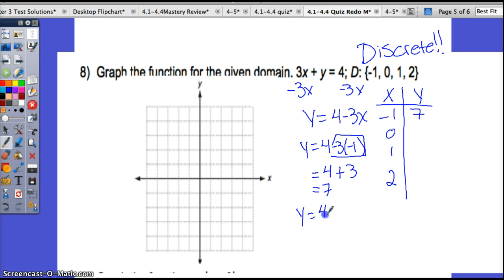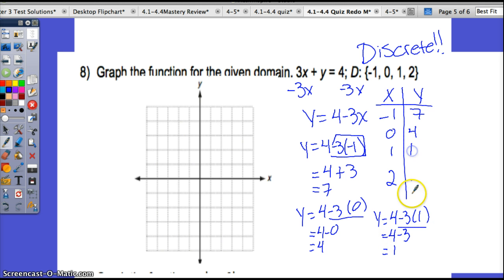y equals 4 minus 3 times, now plug 0 in, negative 3 times 0 is 0. 4 minus 0 equals 4. y equals 4 minus 3 times 1. Negative 3 times 1 equals negative 3, so you have 4 minus 3, which equals positive 1. And last but not least, y equals 4 minus 3 times 2. Negative 3 times 2 is negative 6. 4 minus 6 equals negative 2.